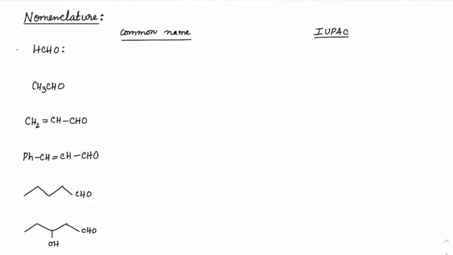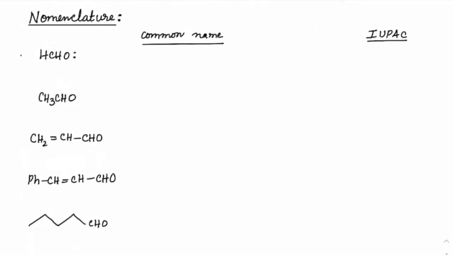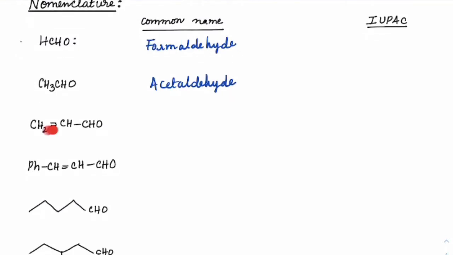Okay. So, start with me. First, HCHO, we know that this is formaldehyde. CH3CHO is acetaldehyde. If you have an immediate double bond with alpha, then we call it acrolein. Which means it is an alpha beta unsaturated aldehyde.